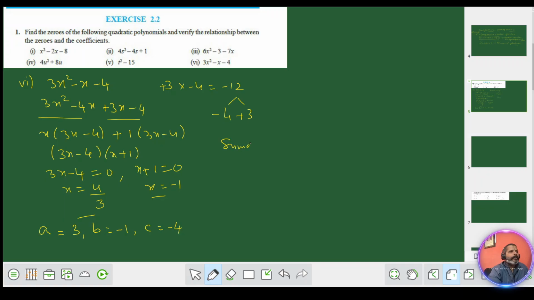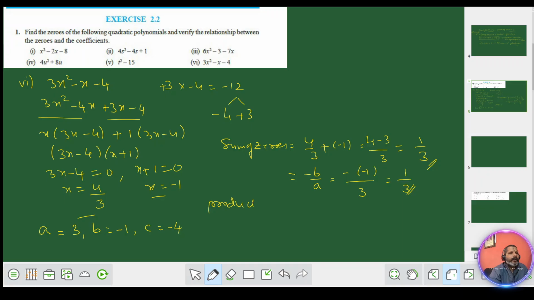Now find the sum of zeros, which is 4 by 3 plus minus 1. On taking LCM, we get 4 minus 3 by 3, that is 1 by 3. Okay. Compare this with the coefficients, minus b by a. Minus of what is the b value? Minus 1, a value is 3. Minus 1 into minus 1 is plus 1 and we get 1 by 3. So both are matching.